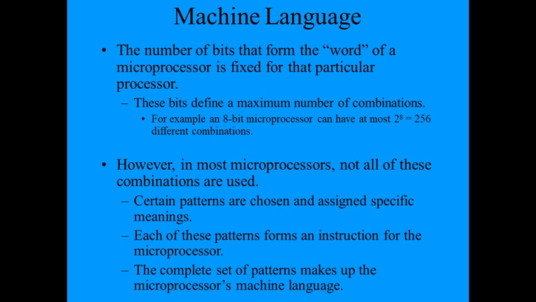The number of bits that form the word of a microprocessor is fixed for that particular processor. These bits define a maximum number of combinations. For example, an 8-bit microprocessor can have 2 raised to 8 at most different combinations. However, in most microprocessors, not all these combinations are used. Certain patterns are chosen and assigned specific meaning. Each of these patterns forms an instruction for the microprocessor. The complete set of patterns makes up the microprocessor's machine language.